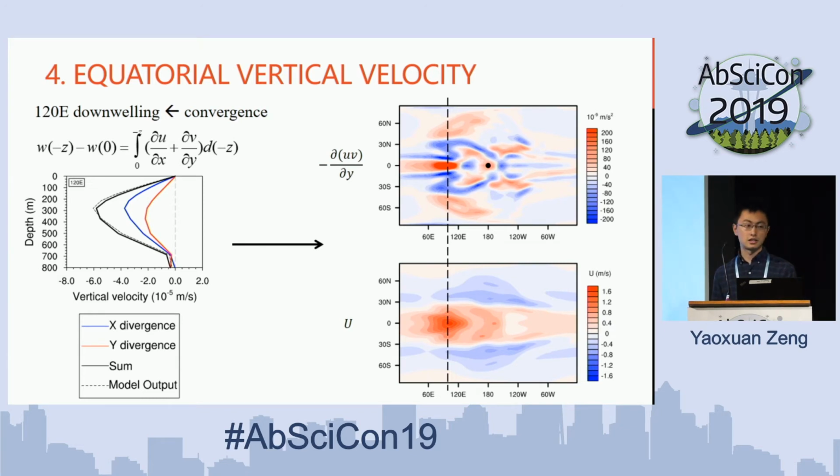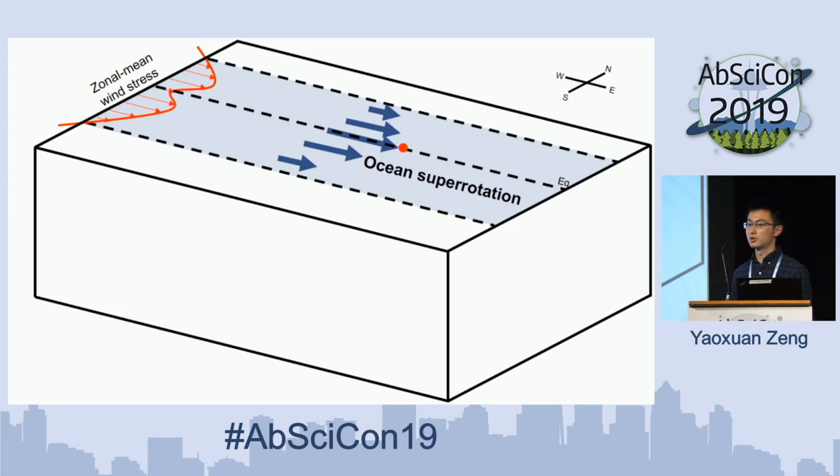We found that it is the eddy momentum transport. This figure shows the momentum transport from higher latitudes to the equator, and it reaches the maximum at around 100 degrees east. So this momentum transport will cause the zonal velocity to reach a maximum here. Because the zonal velocity is maximum here, it will cause a convergence east of it and thus contribute to the downwelling area.